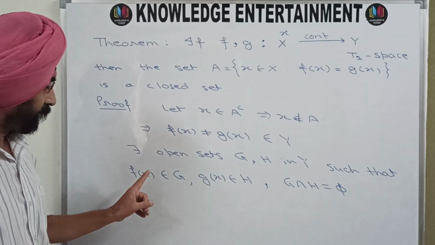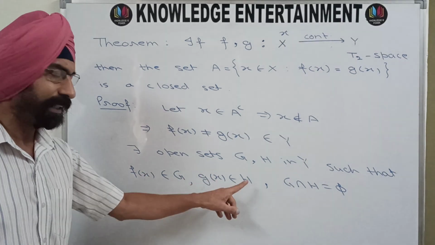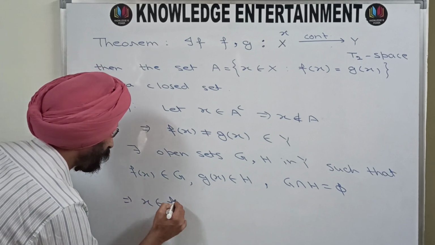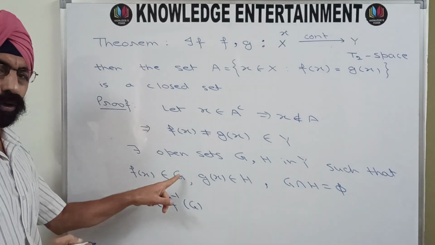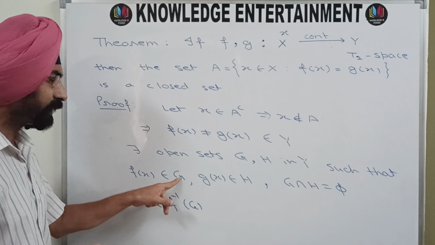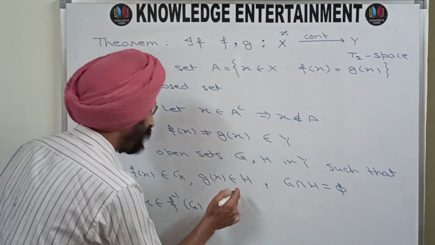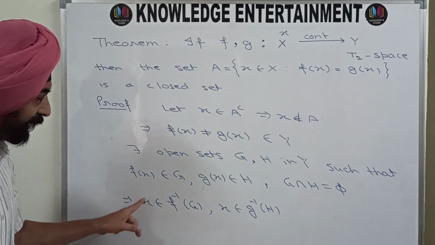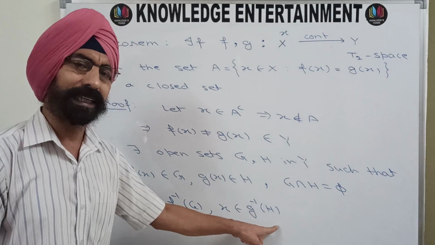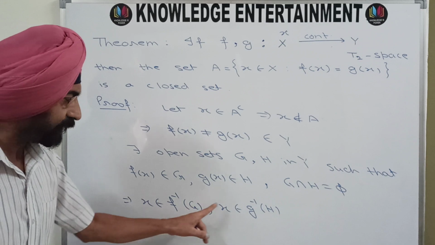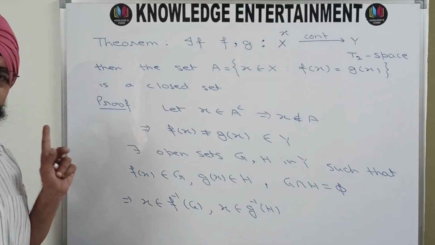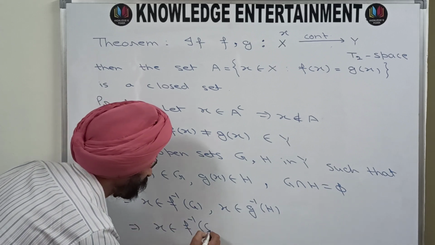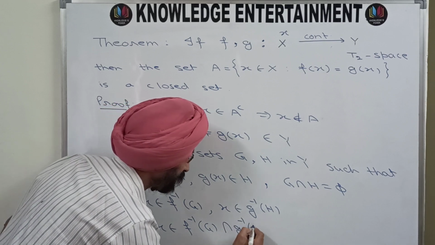Now f(x) is in G and g(x) is in H. From here I can say x belongs to f inverse of G, because f(x) belongs to G. Similarly, g(x) is in H, which means x belongs to g inverse of H. Now x is in f inverse G and also in g inverse H, so the intersection of f inverse G and g inverse H also contains x. So x belongs to f inverse G intersection g inverse H.